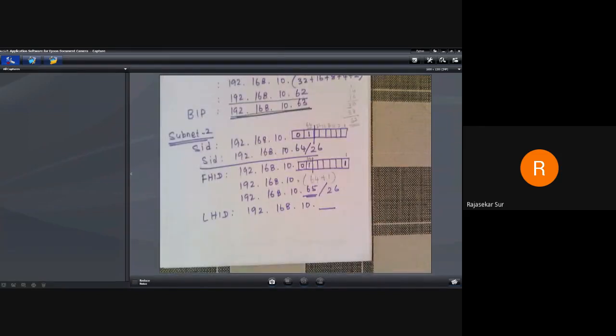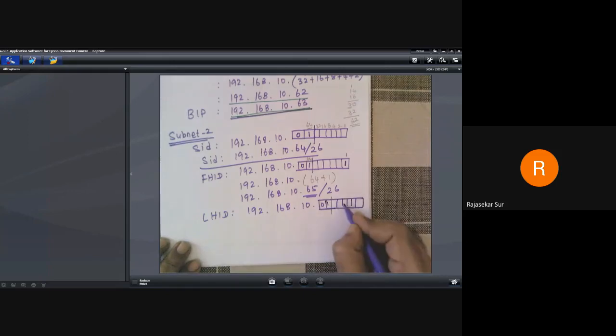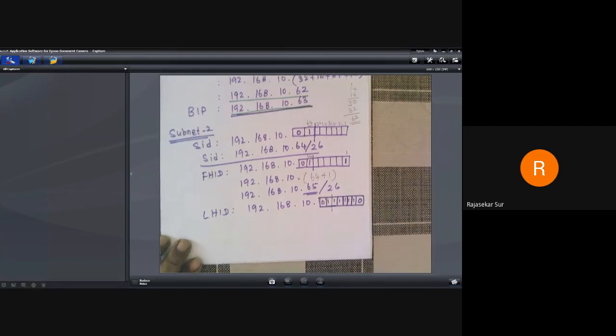Now, what is the formula? Say I take 8 bits here. Already 2 bits we borrowed for the subnet. Then the remaining 6 bits are available: 1, 2, 3, 4, 5, 6 bits available. So this is our last option, so we have 0, 1 here. Now, what is the last host ID? The formula for finding it is very simple: make everything 1 except the last bit. Now we will apply the place value.